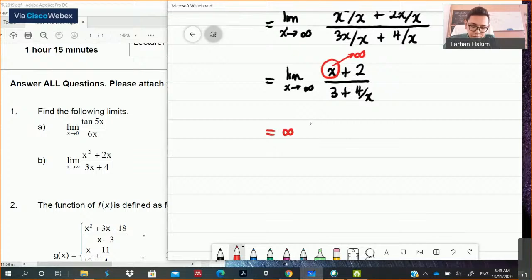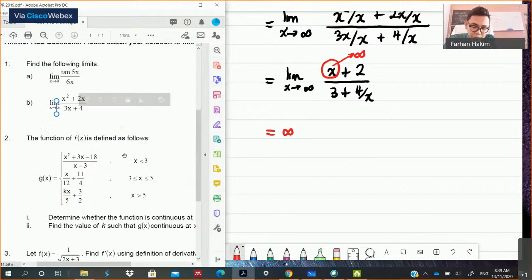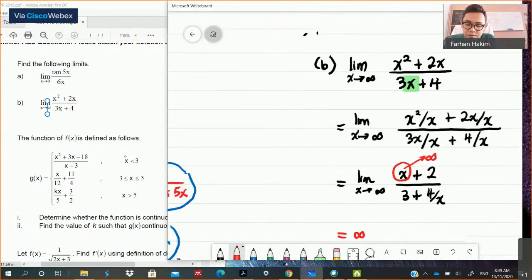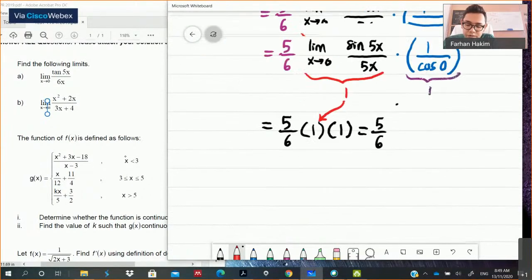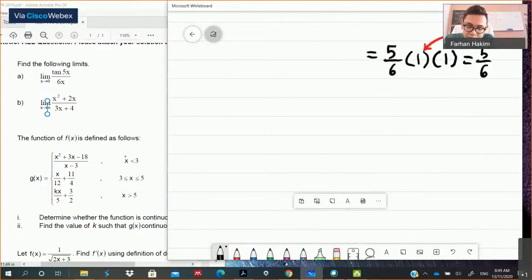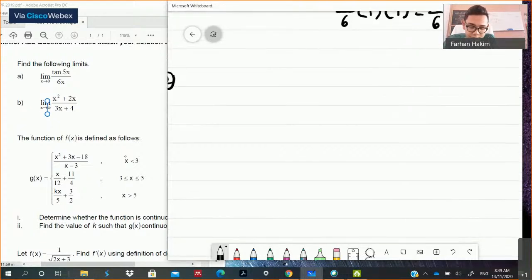All right, let's move to question number 2. We have this type of function, defined with this function. This is the continuity question. Usually for continuity, I'll just write the number line. For the number line, g(x) is split at 3 and 5, so I'll write 3 here and 5 here.